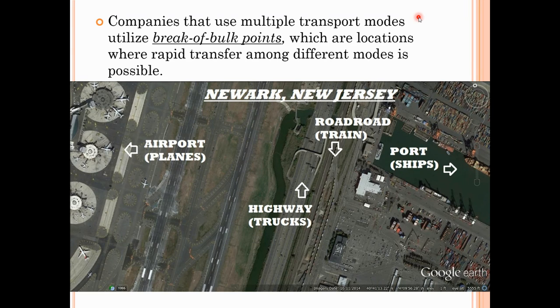All right. So what we use then is multiple transportation points, and where they all meet up is what we call the break of bulk point. This is where I'm going to have my rapid transfer. A good example of this is Newark, New Jersey. They have the ocean, the port, the railroads, the Amtrak, I-95, and Newark Airport. It's all right next to each other.